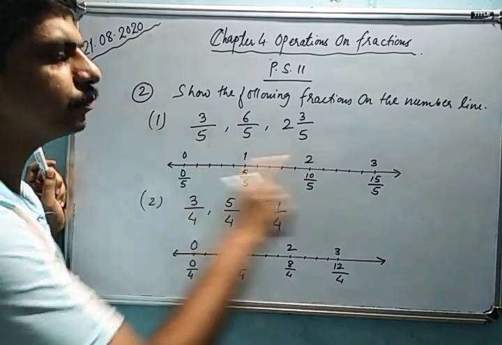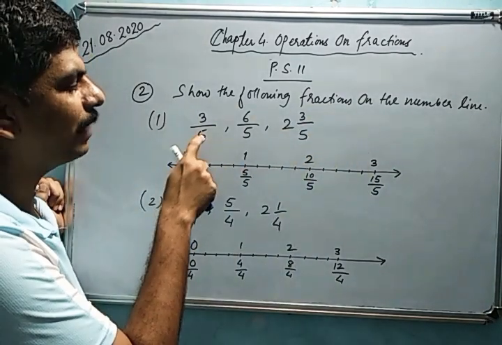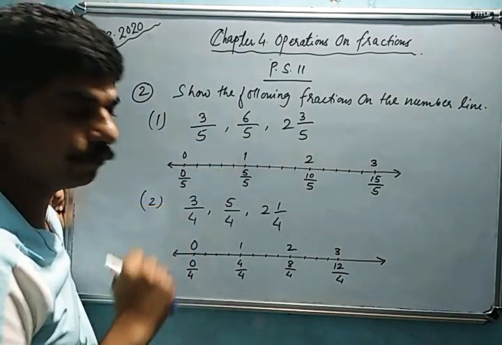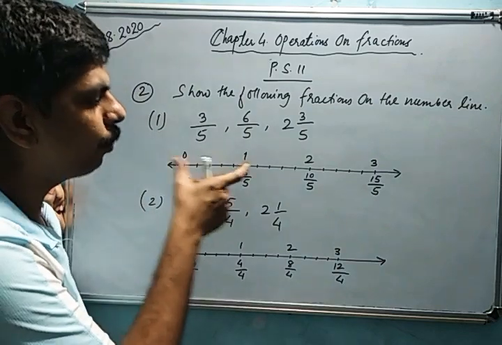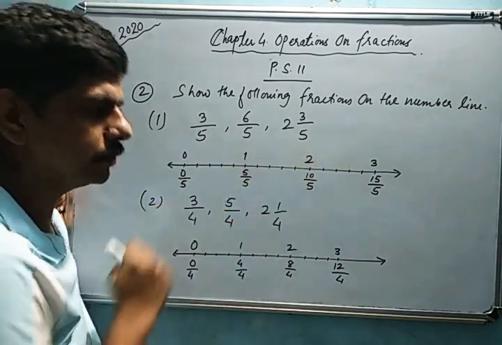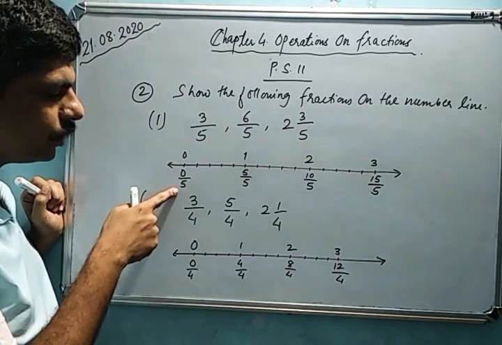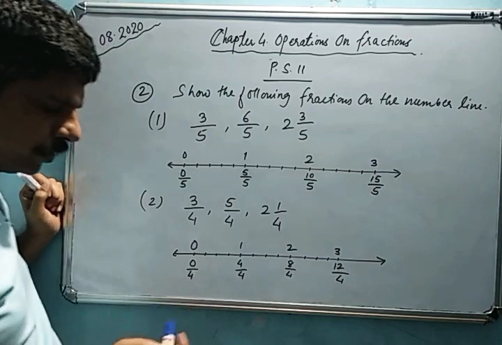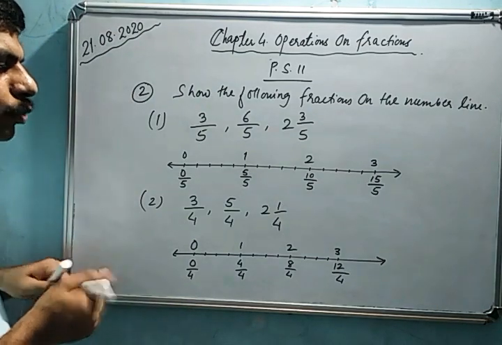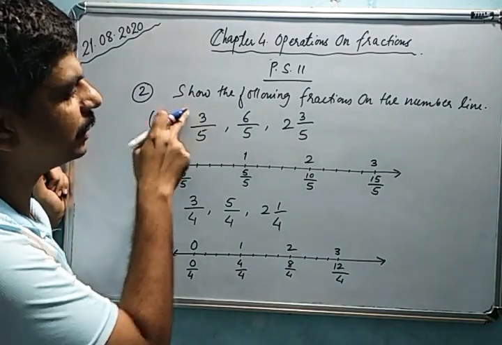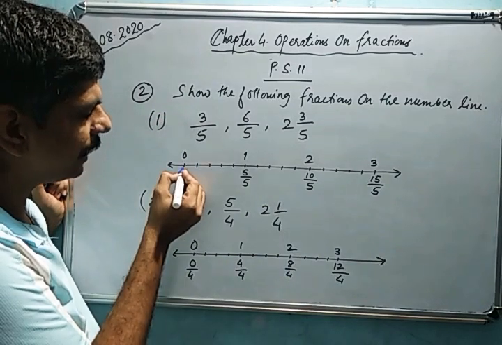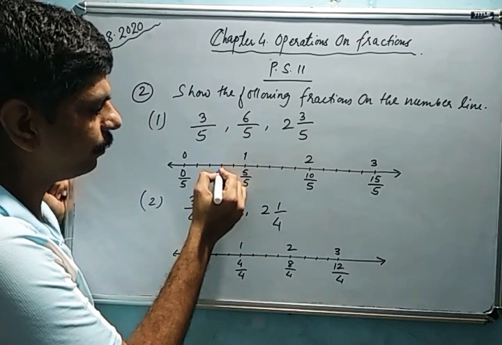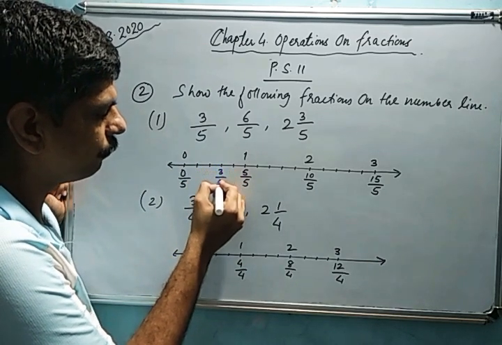For the first one, we have drawn a number line, and we have divided each unit into 5 parts as per the definition, if you remember. So one unit is divided into 5 equal parts, right? So 0 can be written as 0 upon 5, 1 is 5 upon 5, 2 is 10 upon 5, and like that. Now to get my answer, I can count and mark it over here. First one is 3 upon 5. So I'll count from here. This is 0, 1, 2, 3. So this is my point 3 upon 5.